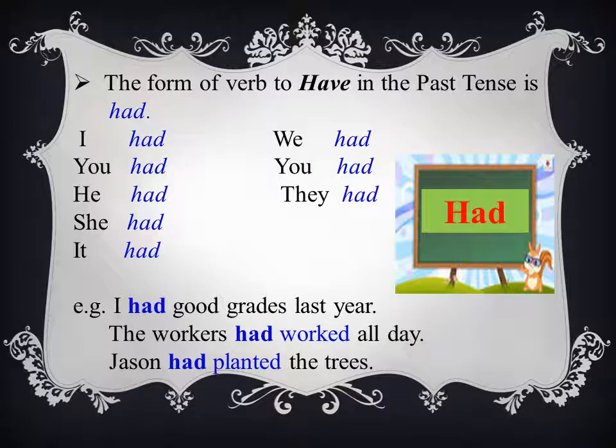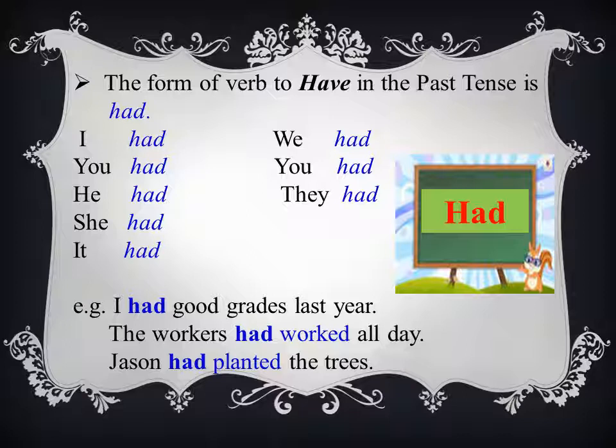Now the form of verb to have in the past tense is had. With I had. With the personal pronoun you had. He had. She had. It had. We had. You had. They had. So we notice that it has one form, the verb to have in the past form, which is had.